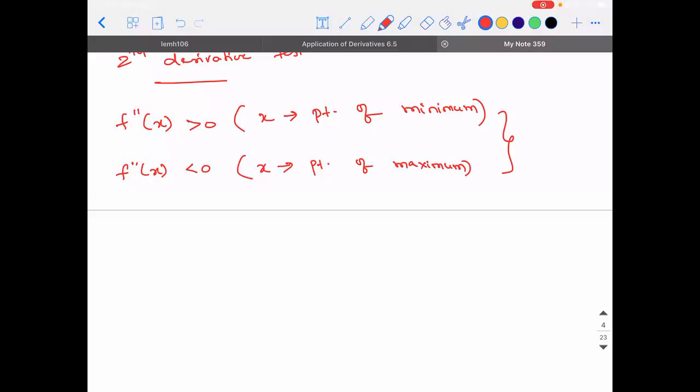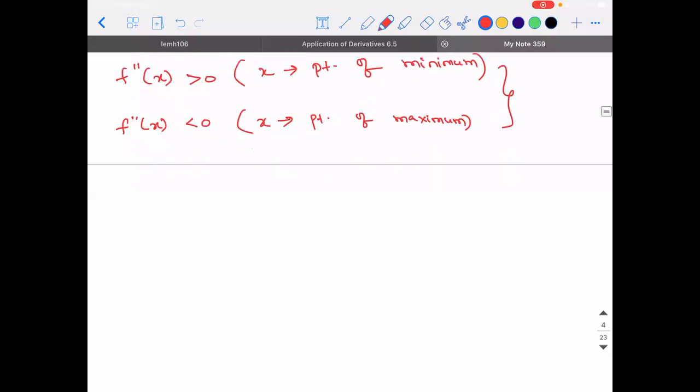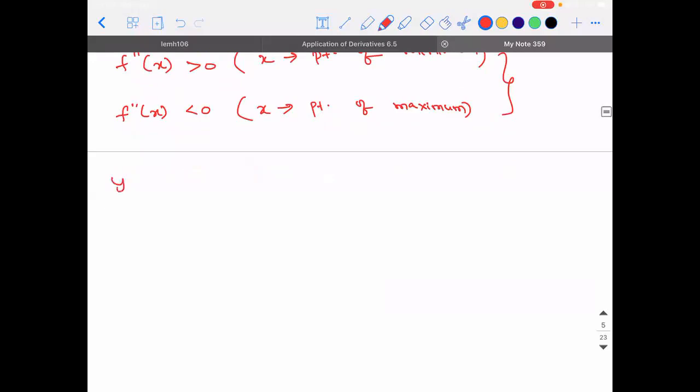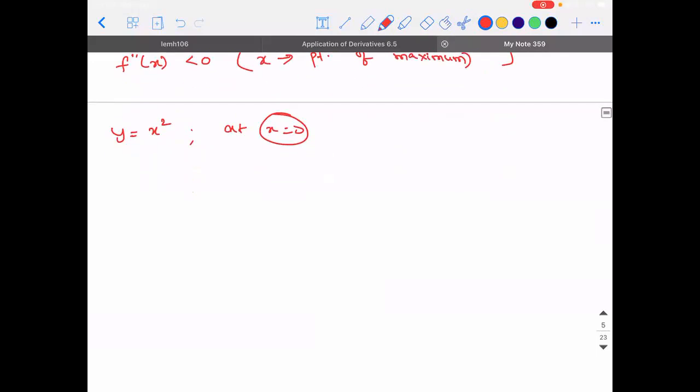Now, let me take an example and show it to you first. Same example, y is equal to x square at x is equal to 0. So what you can do is f dash of x is 2x. So 2x will be equal to 0, right? So x equal to 0. So I'm getting one thing: at x is equal to 0, f dash of x is 0 for sure. If I equated f dash of x to 0, I got x is equal to 0.